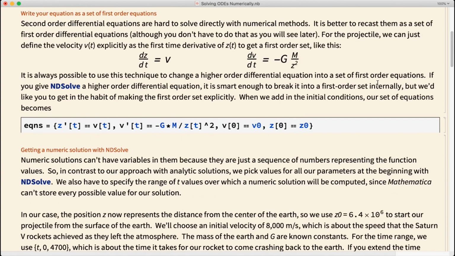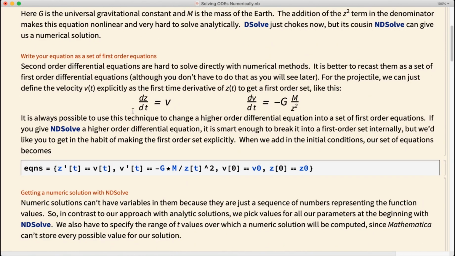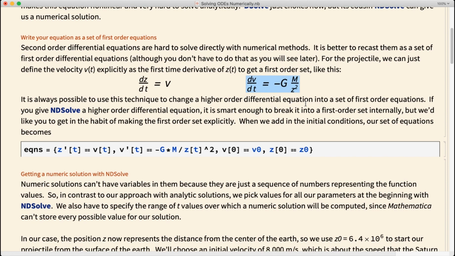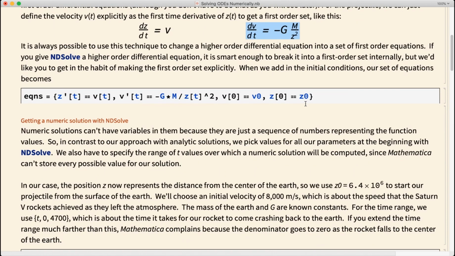We practiced doing that when we learned how to do this in MATLAB. So for this equation, a second order differential equation, I can break it up into two first order differential equations. The first one tells me that the rate of change of the position z is equal to the velocity. The second one tells me that the rate of change of the velocity is equal to negative GM over z squared, basically the acceleration of my rocket, or the acceleration of gravity. Very similar to what we did before.